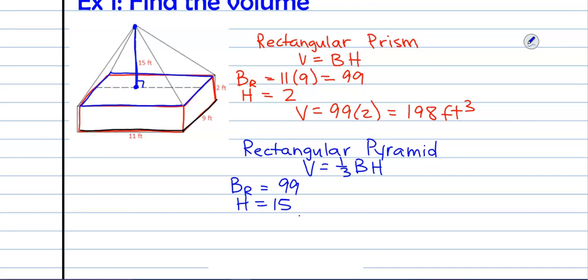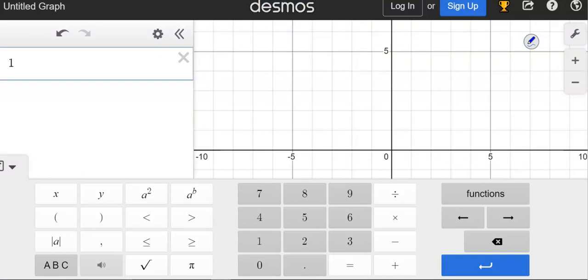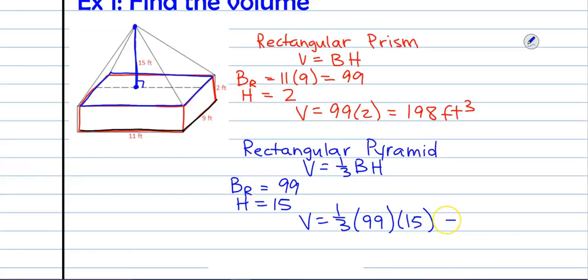Now we can plug that in. We're going to do 1/3 times 99 times 15. I'll grab Desmos for that one. 1/3 times 99 times 15 is 495, and that is in cubic feet as well.